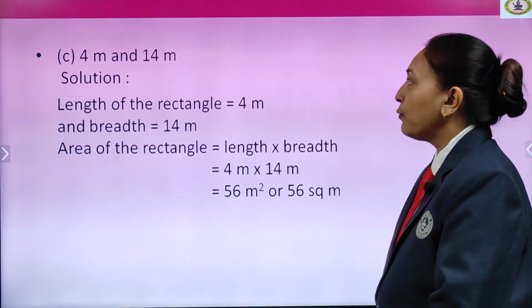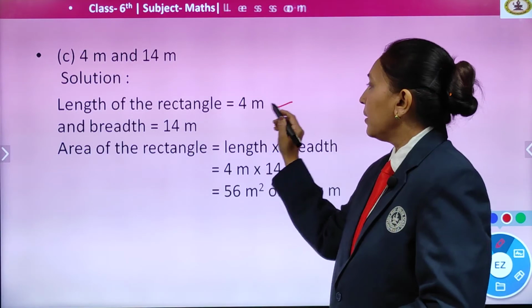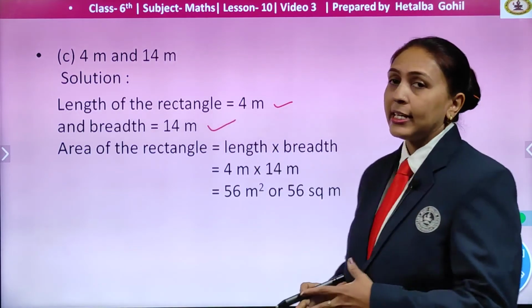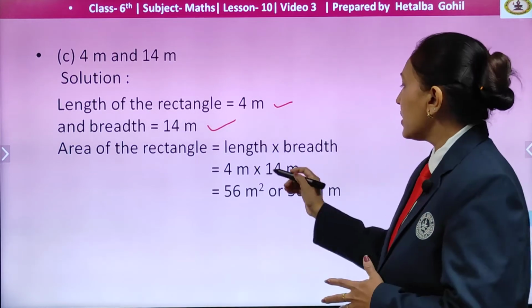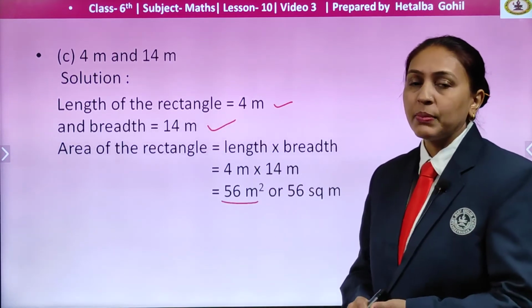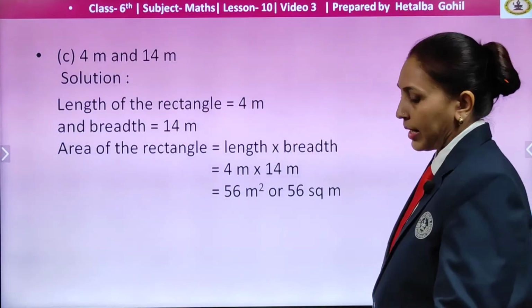Next, 4 meter and 14 meter. So length is 4 meter, breadth is 14 meter and the area of the given rectangle, that is length into breadth, that is 4 into 14 meter, we get 56 meter square as the area of this given rectangle.